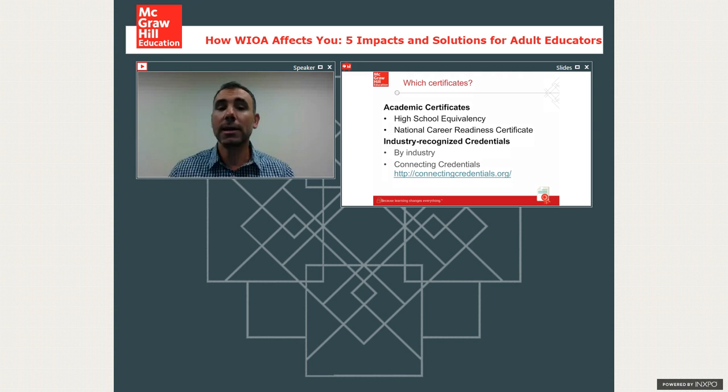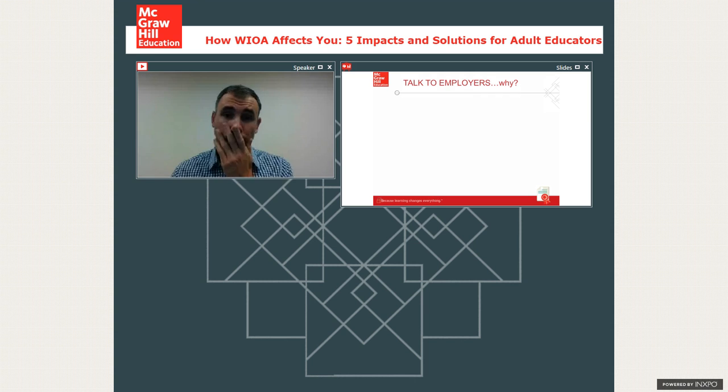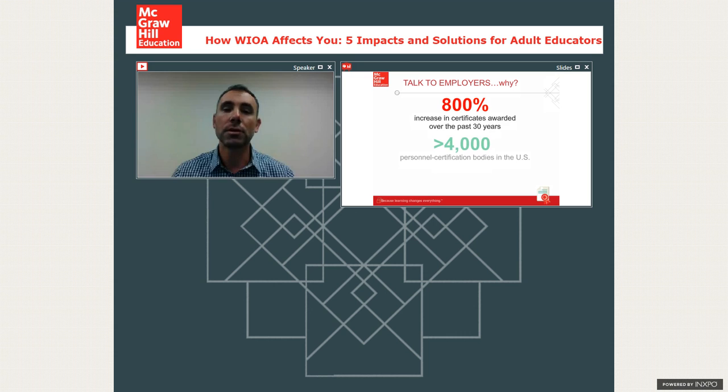And that is when we're looking at industry recognized credentials. These are some stark statistics that are important to understand, again, to make sure that we're not misaligning our efforts as we go about designing our career pathways programs. The importance of talking to employers in terms of identifying industry recognized and employer recognized credentials is crucial.